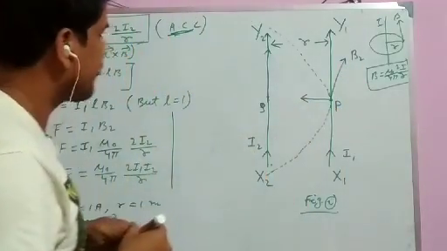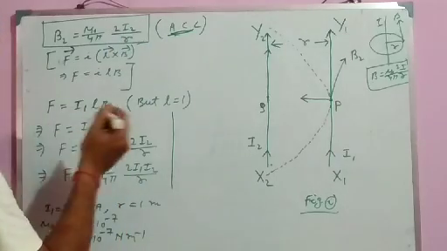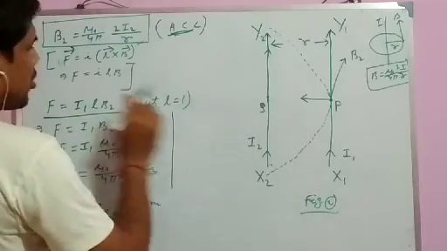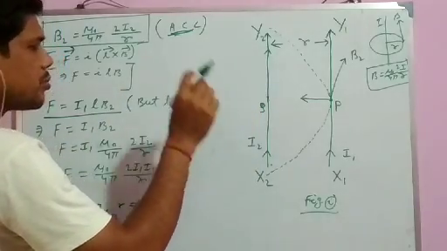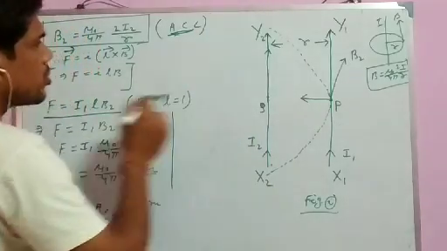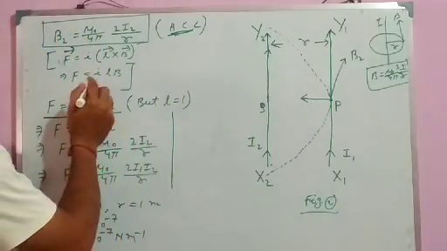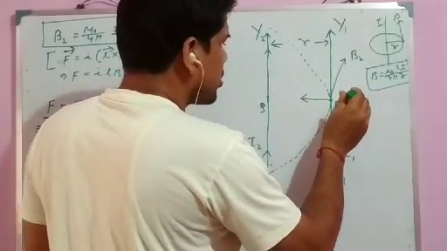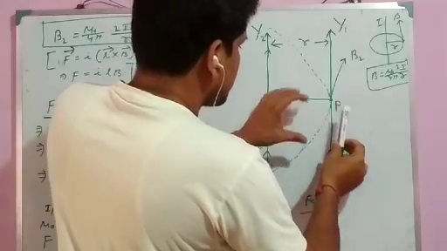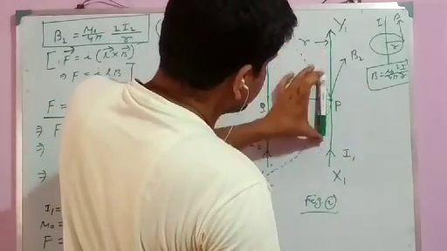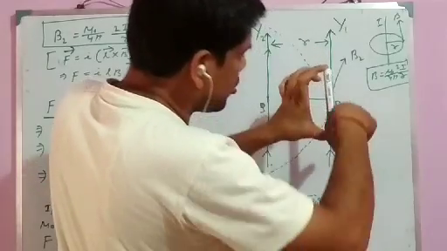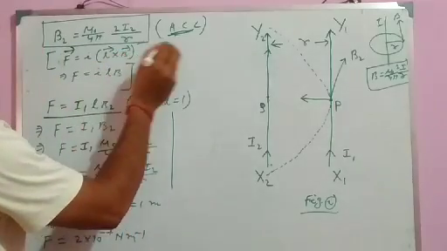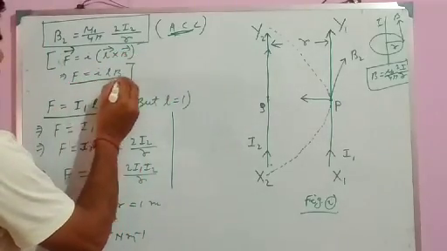if it is denoted by F, then by using this formula we can write F equals I1 L B2, where B2 is the magnetic field produced due to the X2 Y2 current carrying conductor at point P. Now see here, the direction of the magnetic field is into the board, and the direction of the conductor, L here, is along this direction, so they are perpendicular to each other. So L B sine 90 degrees, so F equals I L B.